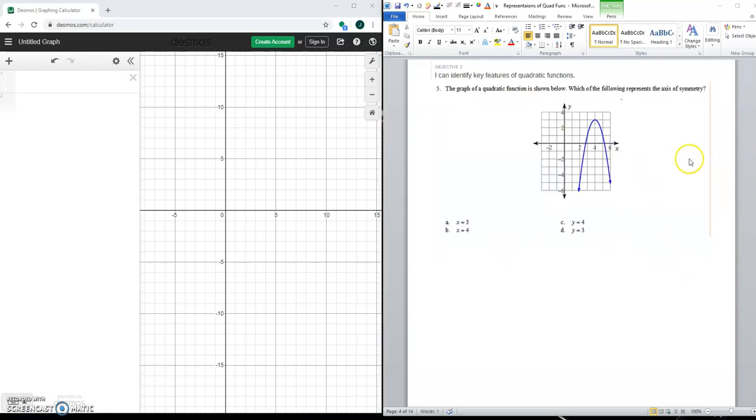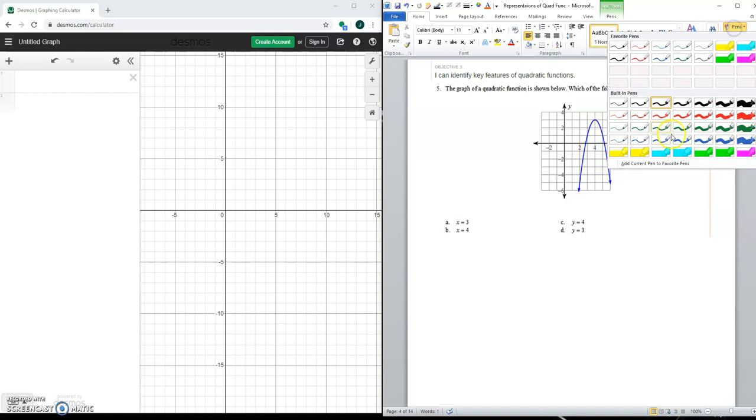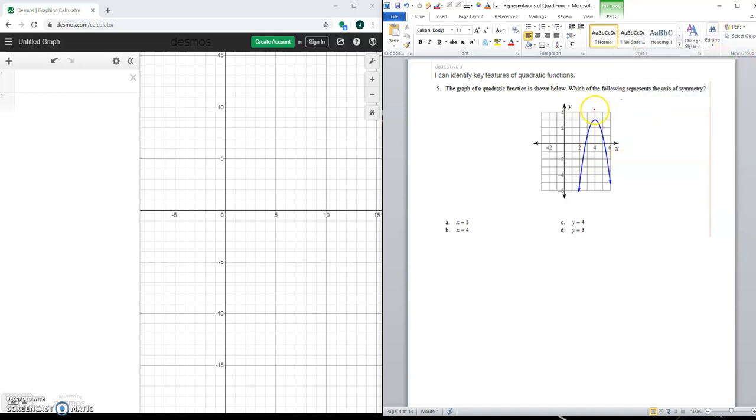Next example, the graph of a quadratic function is shown below. Which of the following represents the axis of symmetry? So let's go ahead and draw that. Axis of symmetry is right here. I already said it's always x equals, because it hits the x-axis, which is right there, equals 4. So your answer is x equals 4, letter B.